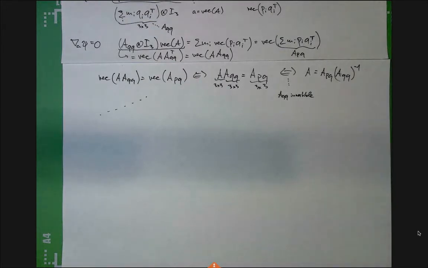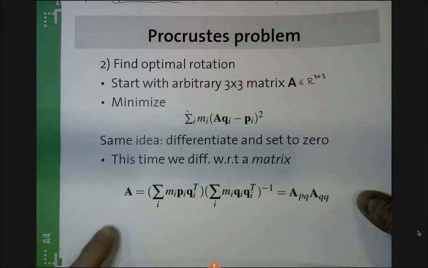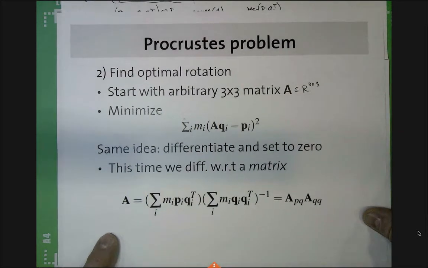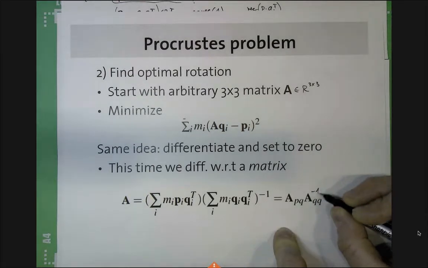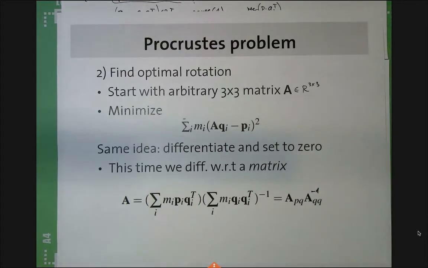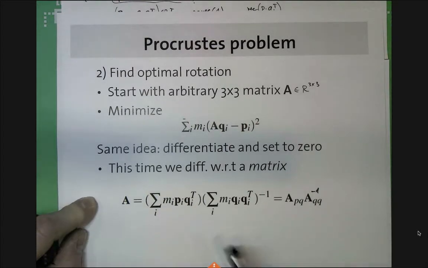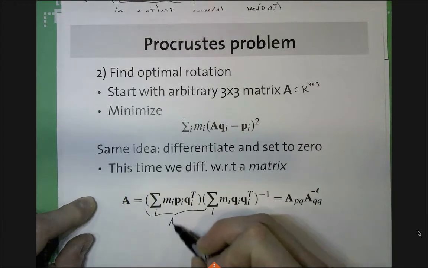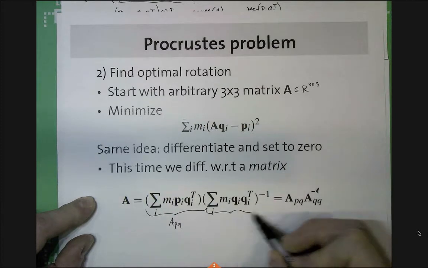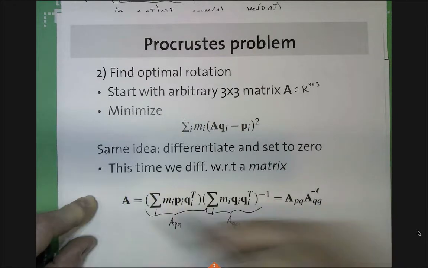Where do I have that? Here. So after computing the derivatives with respect to a matrix, which is a little bit tedious, but nevertheless it's manageable even without going to tensors. And I'm missing an inverse here. So this is the matrix APQ. This is my matrix AQQ. And this is the solution.